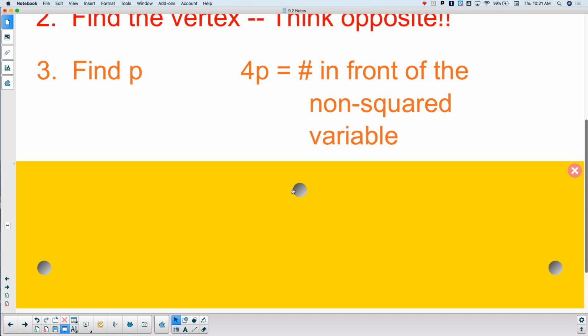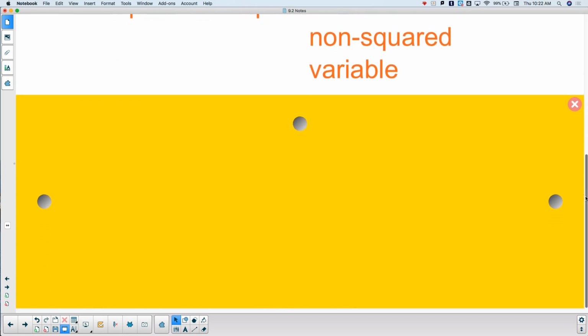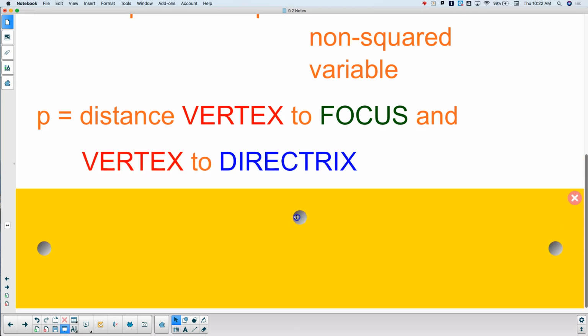P is distance. Yep, so P tells me the distance from what? From the directrix to the midpoint. What do we call that midpoint? The V word. Vertex. Yep. So P is the distance from the directrix to the vertex, and from the vertex to the focus. So vertex to focus and vertex to directrix is what P is.